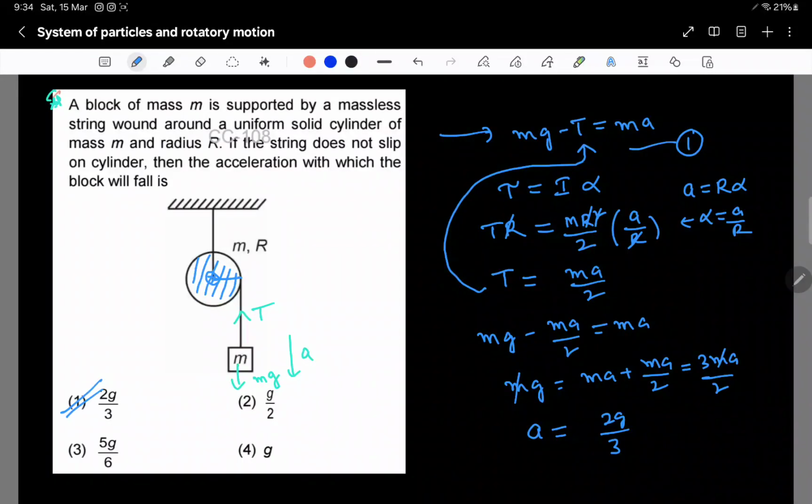Clear? So this is an important question, a rank deciding question. Seat deciding questions also. Very, very important, students. Please practice these model questions. Okay? Rotational motion.